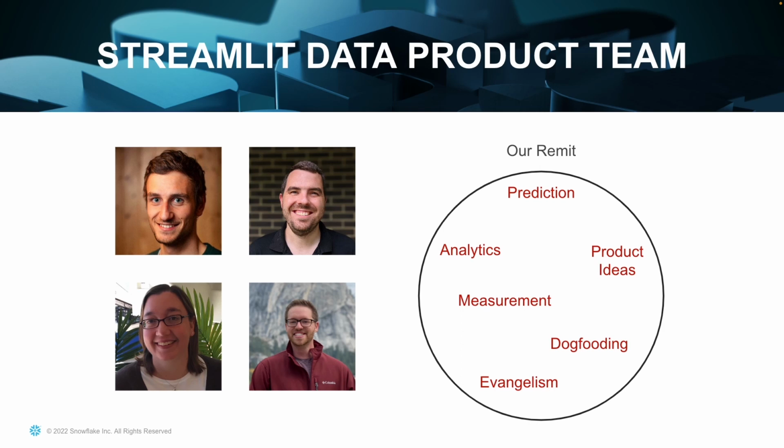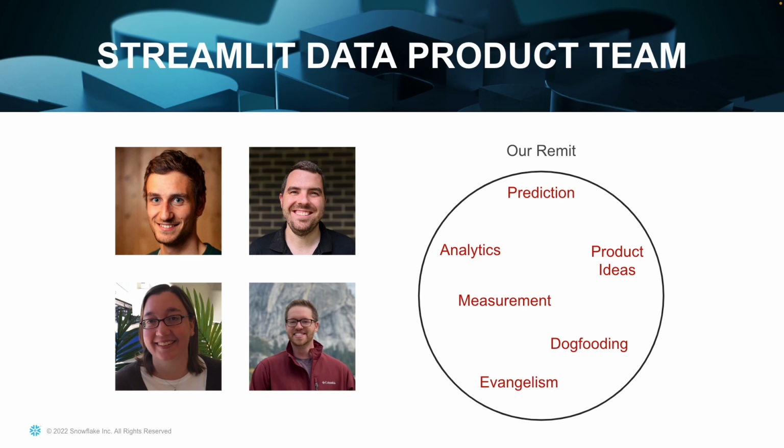We have a little bit of a different purpose because we're also very close to the product teams. And so this means that we spend a lot of time thinking about different product ideas and dogfooding the Streamlit open source library that we have. So when there's a new feature that the open source team makes, we're usually the first people to try it out and give feedback in that way.